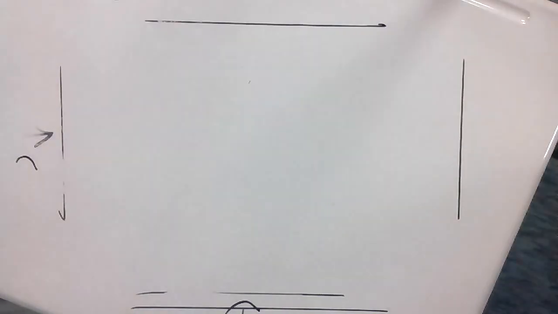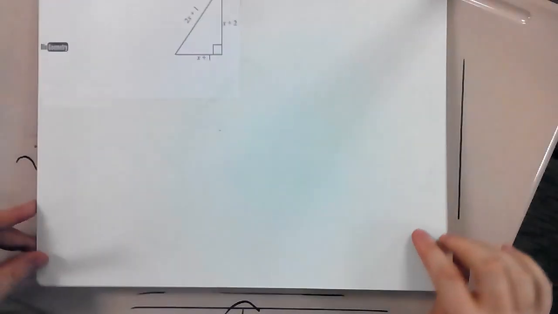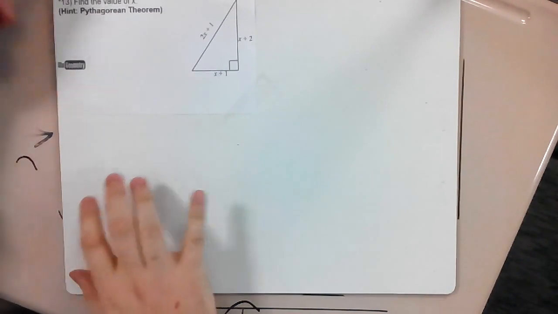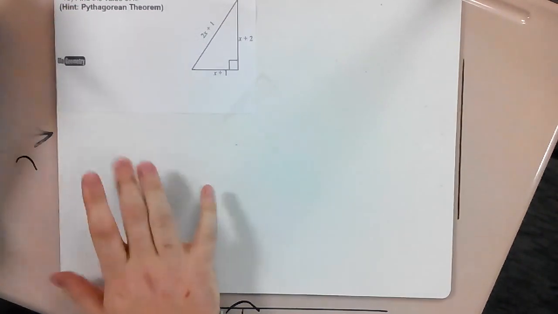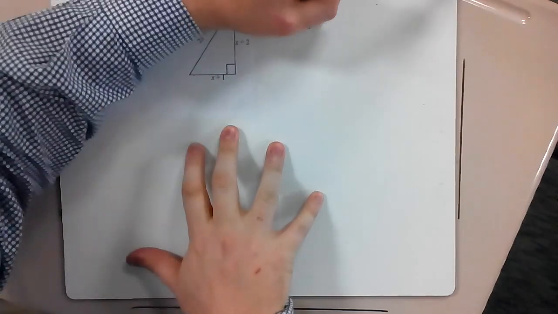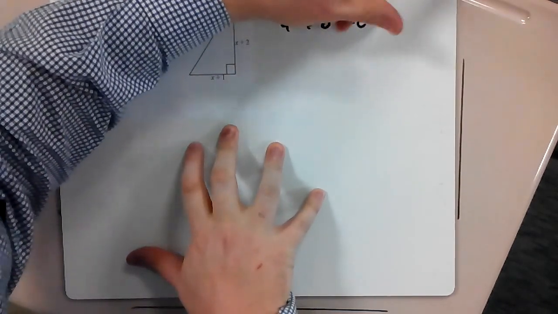All right, I want to go over one more example. This video is a little lengthy. Here we go. This one's going to take me just a few minutes. So I have to find the value of x. I have to use the Pythagorean theorem. Well, the Pythagorean theorem is a squared plus b squared equals c squared.